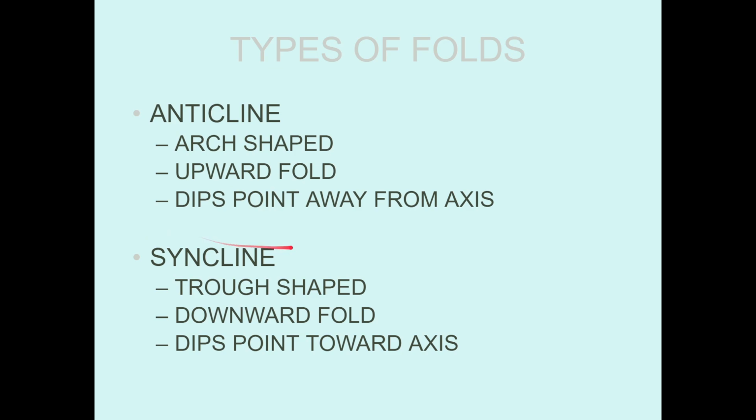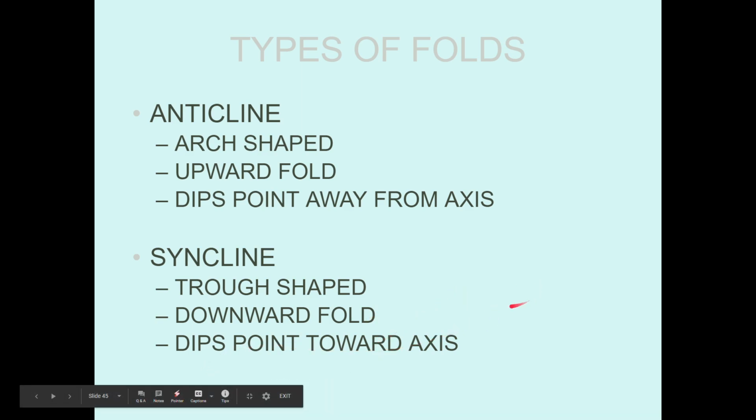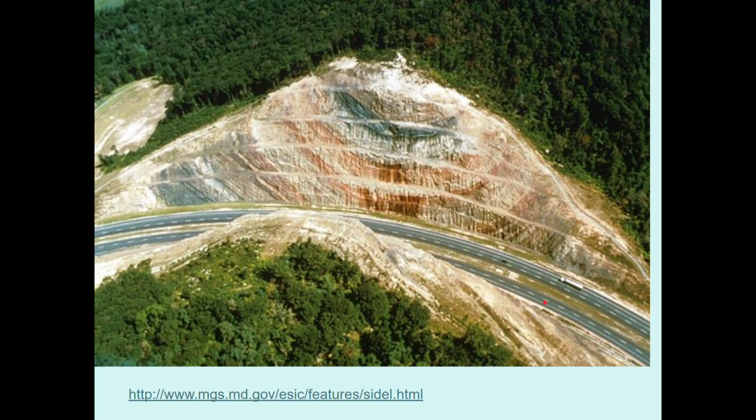Now there's a syncline, which you've already seen a couple of. Instead of being arch-shaped, it's U-shaped or trough-shaped. And it's a downward fold, and then the dips point towards the axis. So here's a syncline. Ignore the topography. But here's a syncline. And these layers are dipping towards the middle. So if I sat on this little dark layer here, I would end up sliding towards the middle.